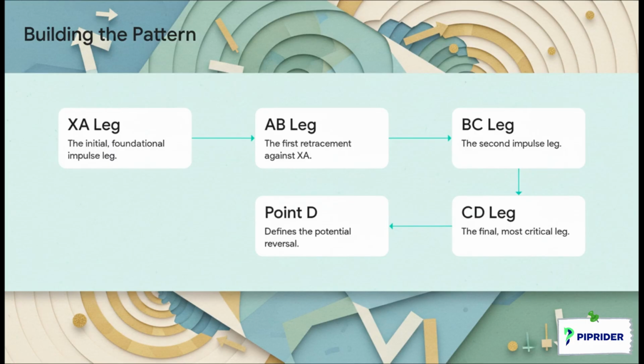It all kicks off with a big initial move. We call that the XA leg. Then the price pulls back, creating the AB leg. From there, it pushes up again in the BC leg, which then leads us into the final and most critical leg, the CD leg. And that move finishes right at point D. That D point, well, that's everything.